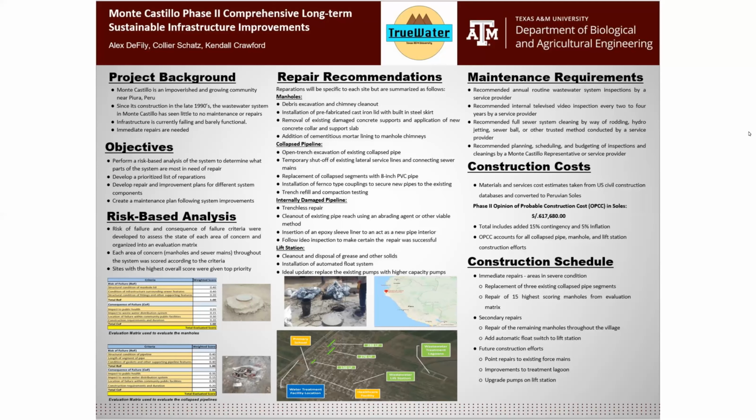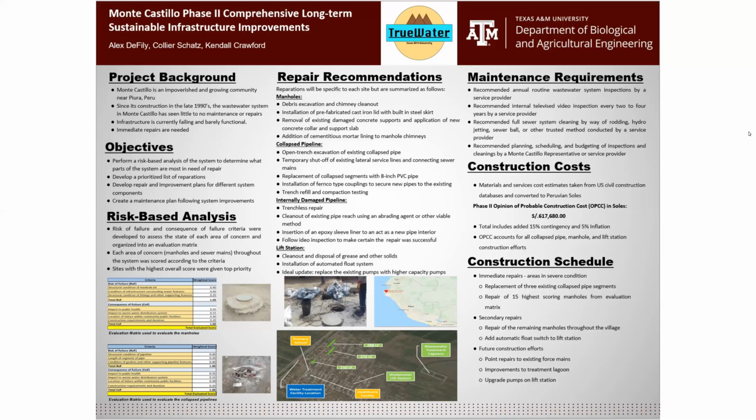For the collapsed pipeline, we recommended that the existing concrete force mains be removed by open trench excavation, and that 8-inch PVC pipe be placed in their place. And PVC pipe will last a lot longer than the existing concrete pipe and does not require the extra additions that a concrete pipe would typically require to last longer.